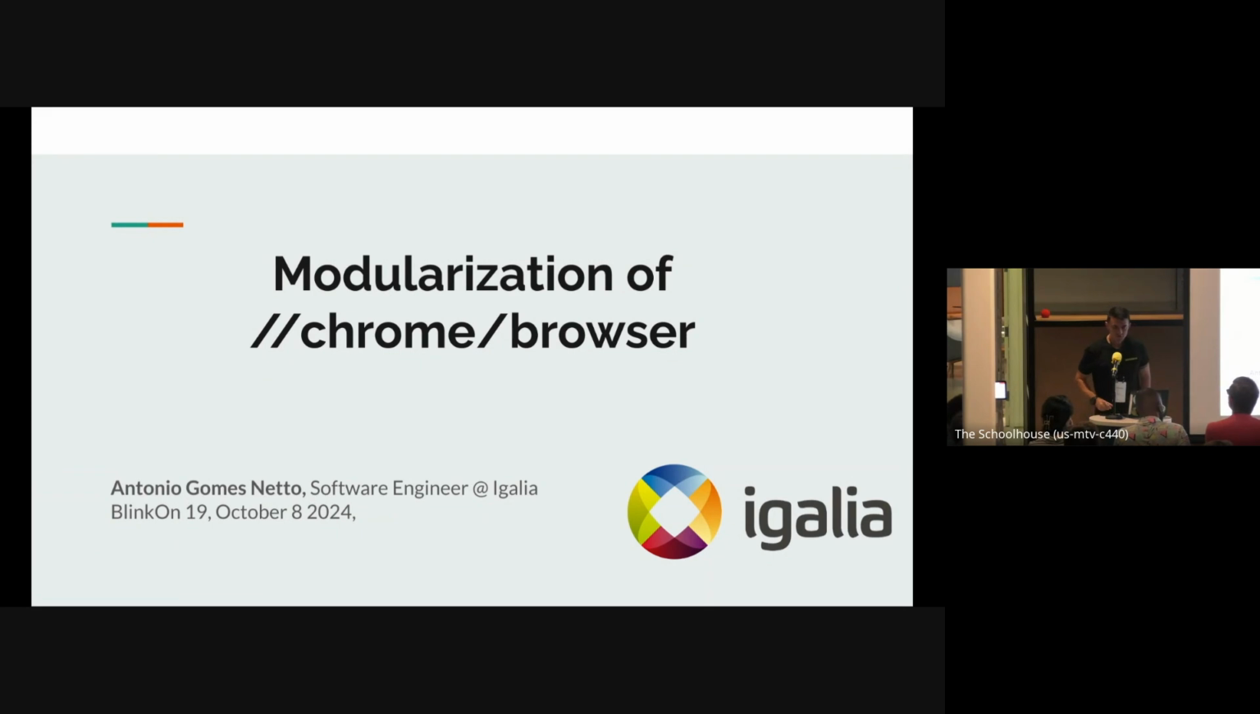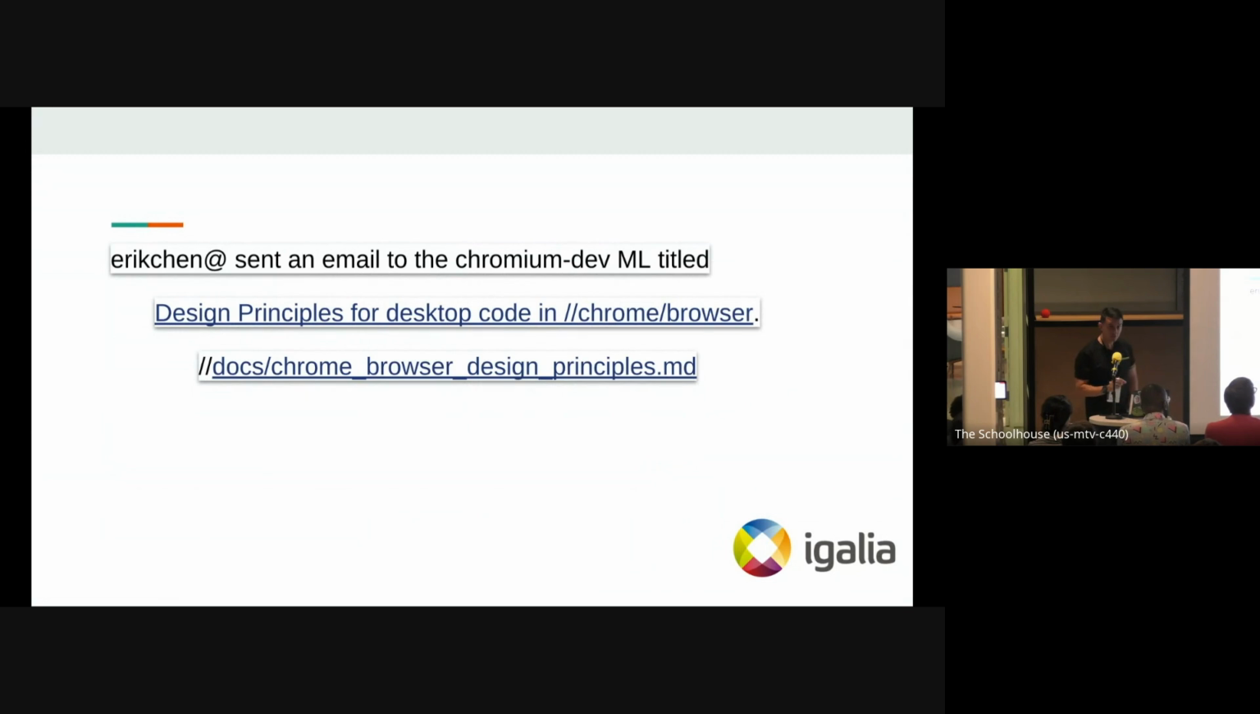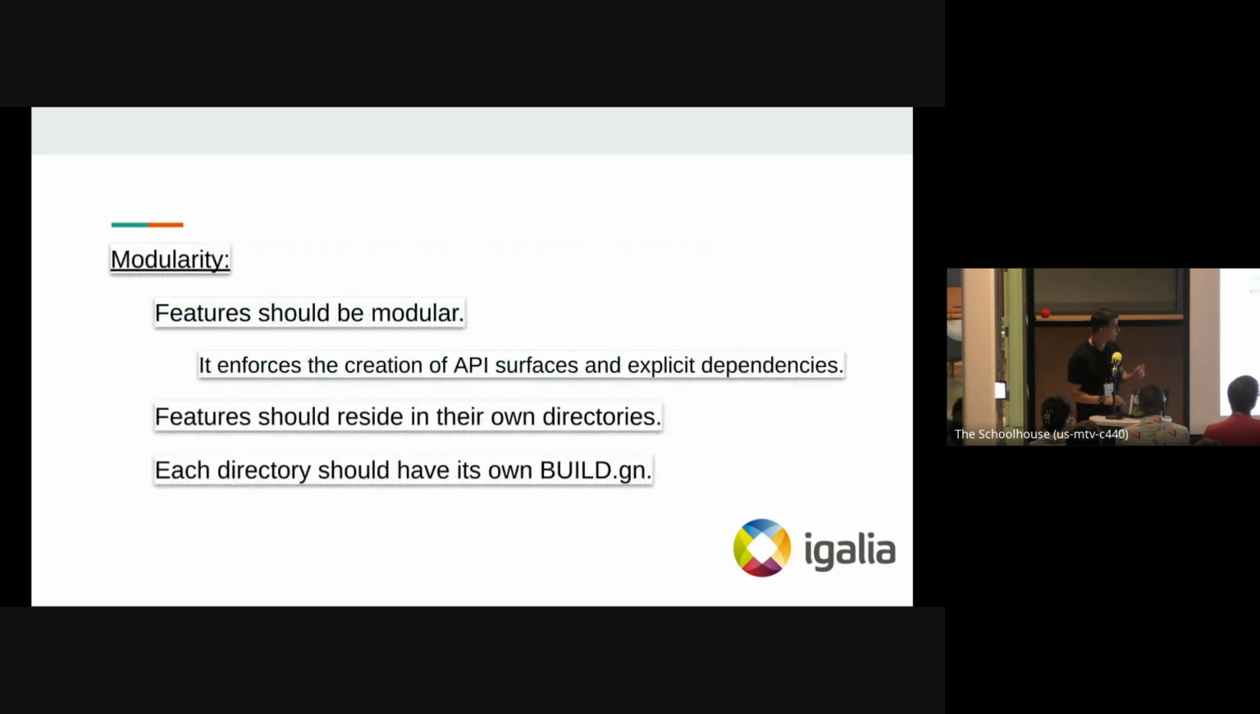Okay, this is Antonio. I'm going to talk about the modularization of the Chrome browser directory. So a worthwhile email for context is something that Eric Chen sent to the Chromium Dev mailing list, which is the design principles for desktop code in Chrome browser. Basically, it lists a couple of principles, and the full set of principles is actually available in docs/Chrome browser design principles MD. But we're going to talk about one of them, which we call modularity.